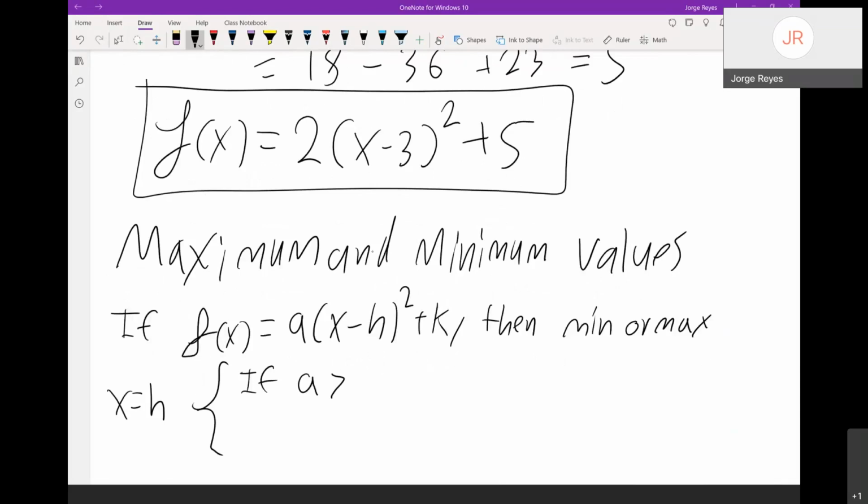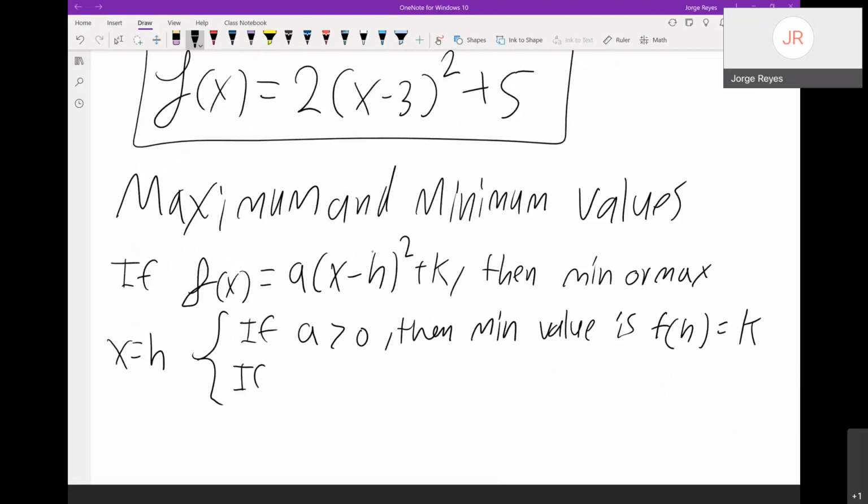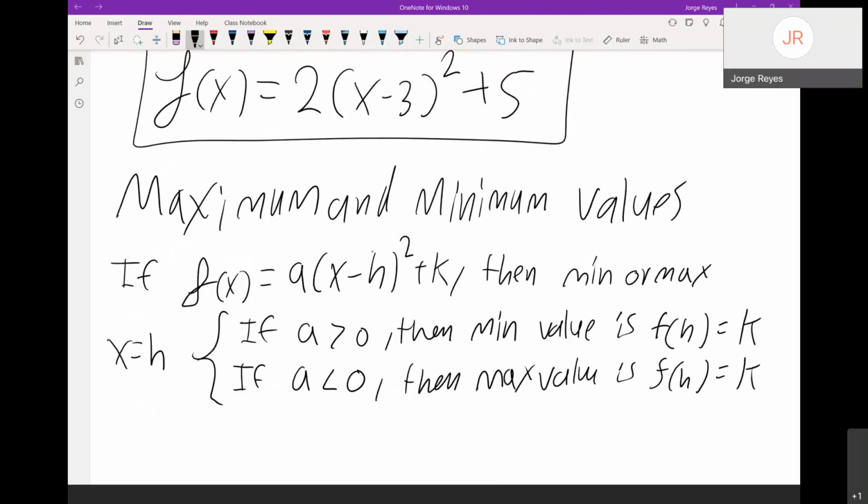If a is positive, then you're going to have a minimum, and the minimum value is going to be f of h, which is equal to k. But if your parabola is upside down, if a is negative, then you have a max value. And that's still going to be your vertex, which is going to be k.